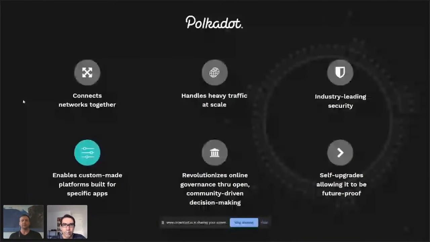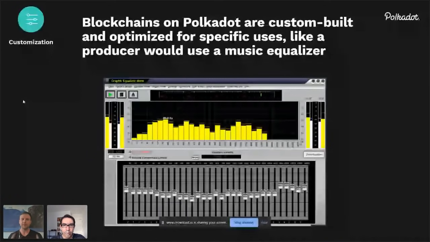So moving on to customization of blockchains. Blockchains on Polkadot, as I've mentioned, are going to be custom built and optimized for specific purposes. So you can think of this like a music producer who uses many tools, including a music equalizer, where they can tweak up, tweak down different aspects of this to change the way the sound works, maybe the treble or the bass or whatever you get into as an advanced DJ or producer.